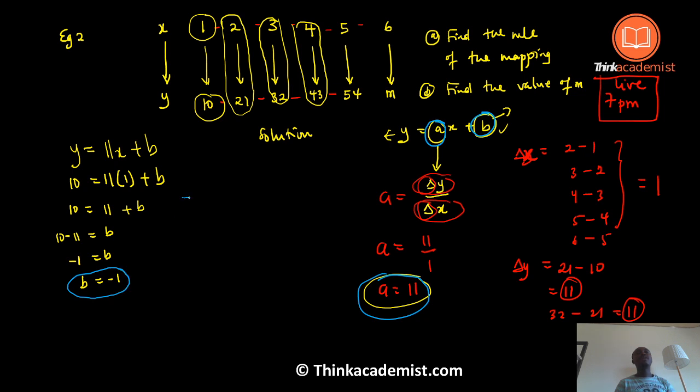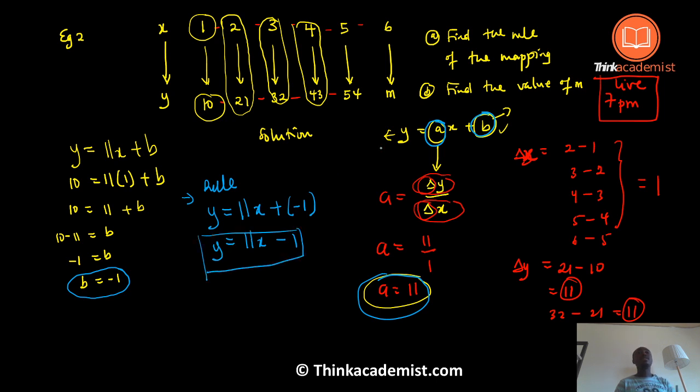So now we can go ahead and write our rule. So our rule is going to be y equals A, which is 11, x plus into bracket -1, okay? But when we look at it, brackets means multiplication, okay? So plus minus will give us minus, okay? So that's going to be this, and then that. This is the rule of the mapping.